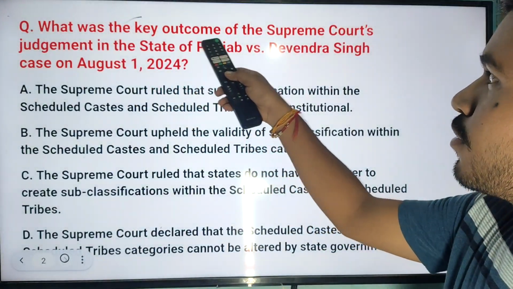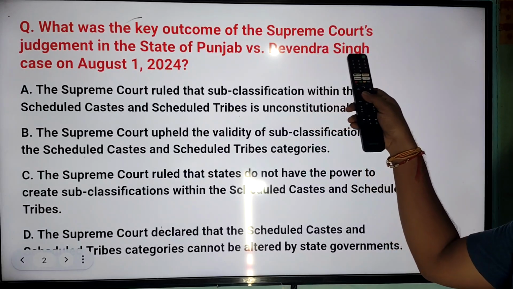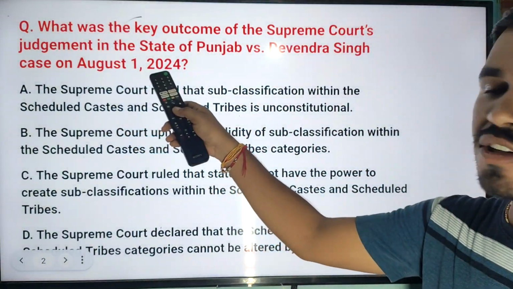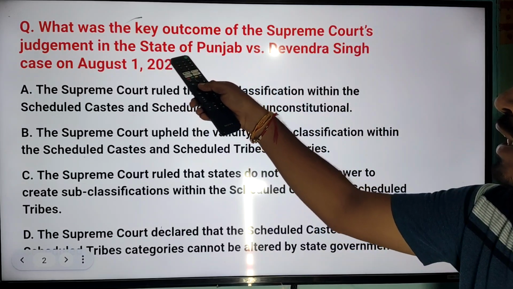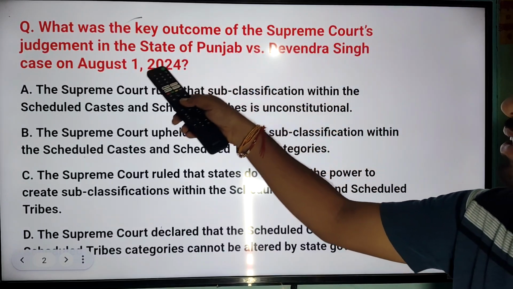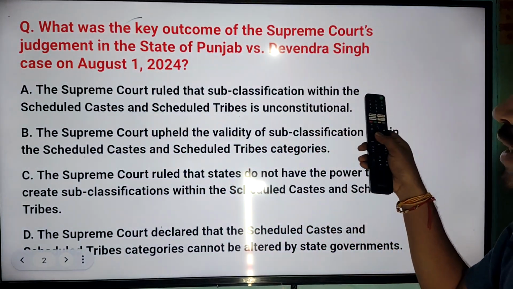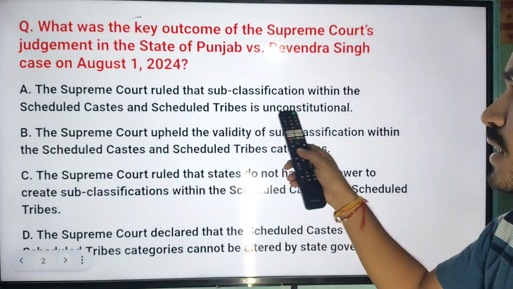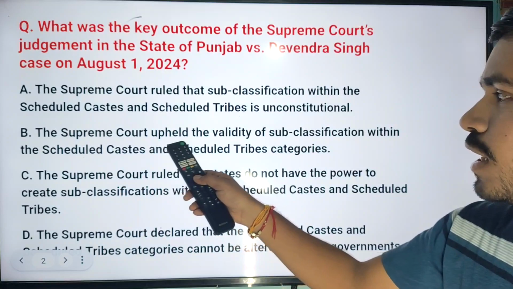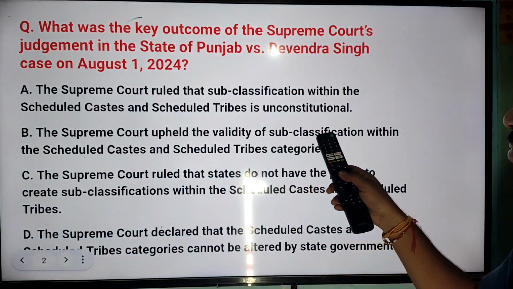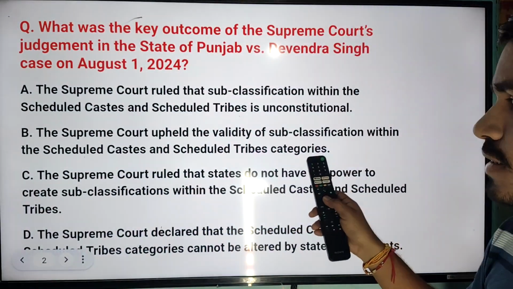What was the key outcome of the Supreme Court's judgment in the State of Punjab versus Devendra Singh case on August 1st, 2024? First one, the Supreme Court ruled that subclassification within the scheduled castes and scheduled tribes is unconstitutional. Statement B, the Supreme Court upheld the validity of subclassification within the scheduled castes and scheduled tribes categories.